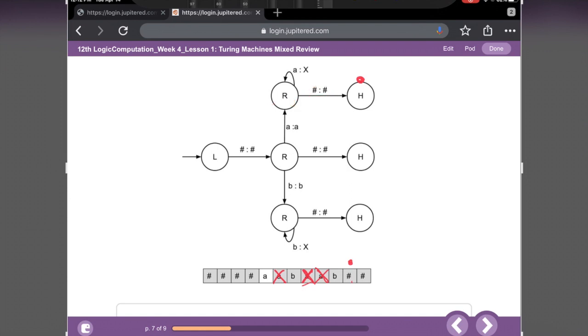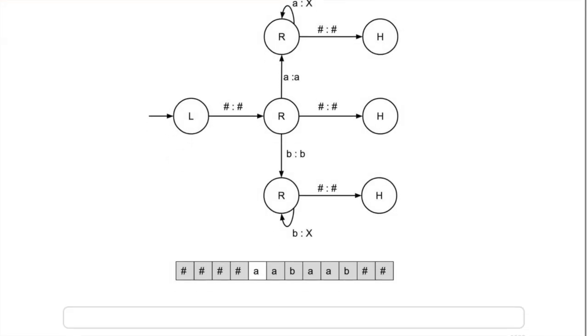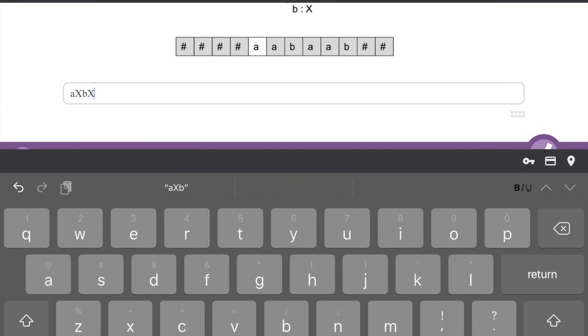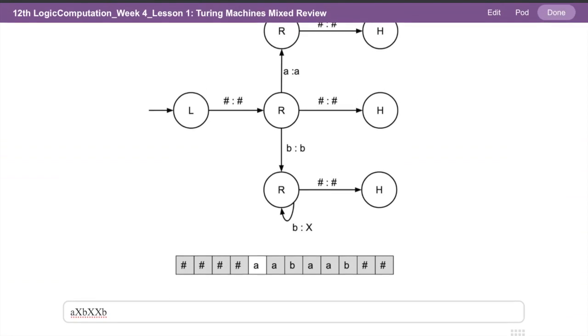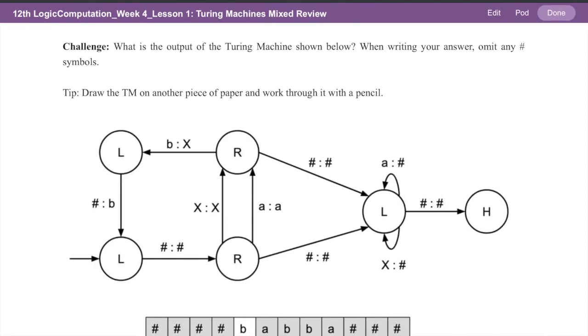Okay, so that's the final status of our Turing machine tape. And what does it say? It says A, X, B, X, X, B. Okay, let's put that in and see if we get that correct. Okay, good. All right, now on to the final problem.